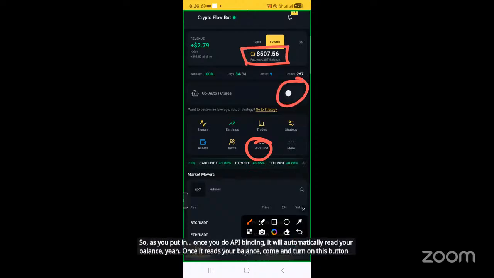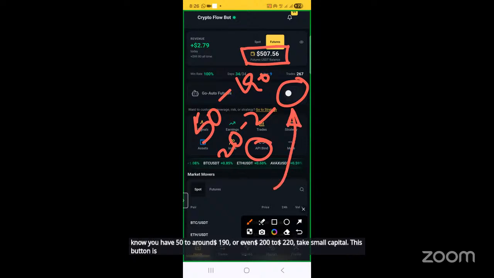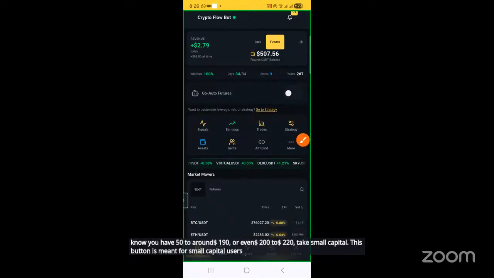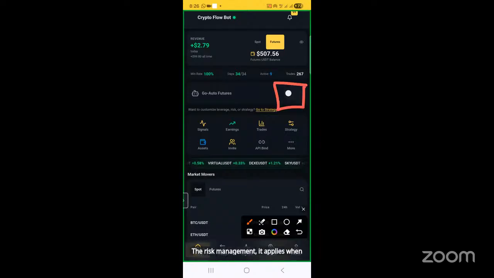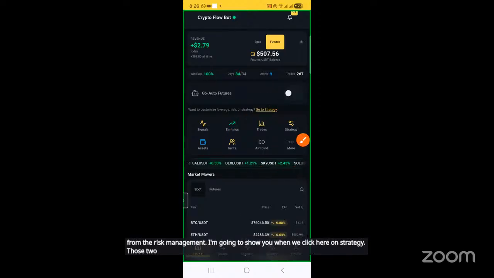If you know you have $50 to around $190, or even $200 to $220, small capital, this button is meant for small capital users. The risk management it applies when you put on this button is very different from the risk management I'm going to show you when we click here on strategy. Those two are totally different.